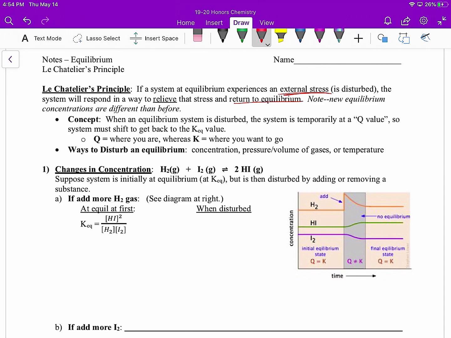So what's actually happening is that when you change the state of the reaction away from equilibrium, you're no longer at that K value. You're no longer at that value of the equilibrium constant where you have that correct or proper ratio of products and reactants. So we say that we temporarily establish a Q value. That Q stands for reaction quotient.